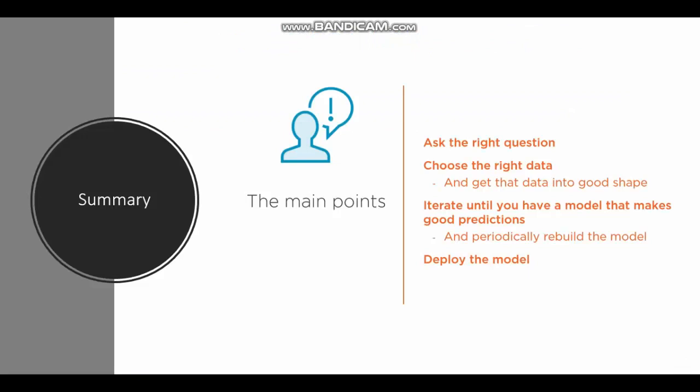Now here is a summary of this module. These are the takeaway points. In the first slide we saw what the important requisites are for starting machine learning: asking the right question, choosing the right amount of data, and we also saw how important iteration is. We need to keep repeating our process again and again to get the best possible result, and deployment of the model. So this is the basics about machine learning from end to end.